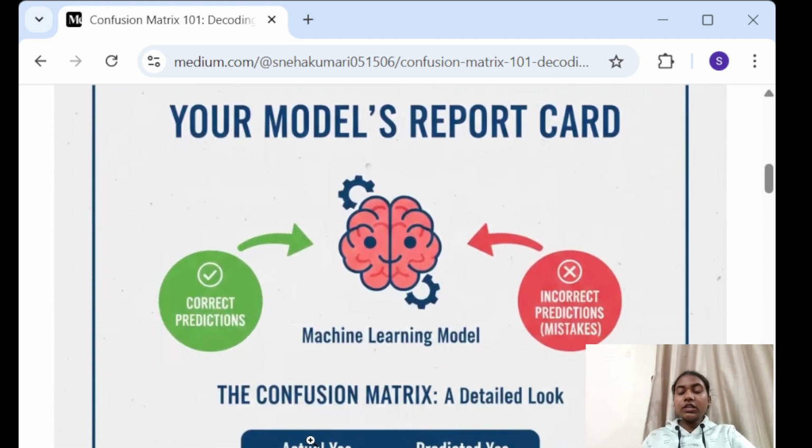And here we can see what the confusion matrix looks like. Basically, we have two things given: actual data and predicted data. If the actual data is yes and the predicted data is yes, then it's a true positive result. If the actual data is yes and the predicted data is no, but no is basically false, then we get the false positive. And if the actual data is yes and the predicted data is also yes, then we get the false negative.